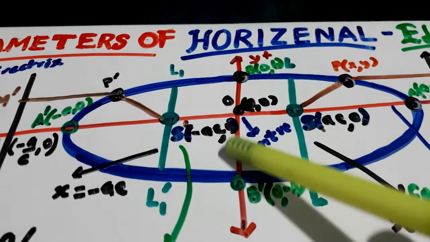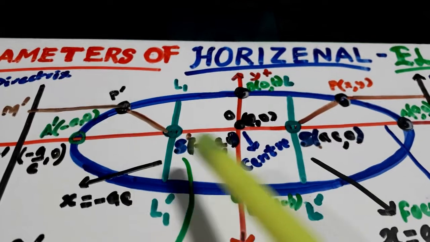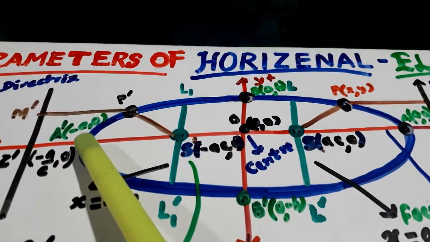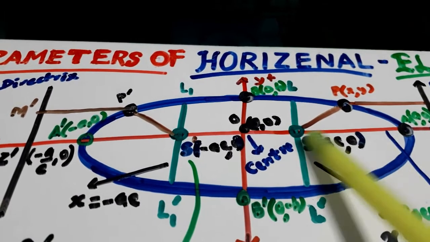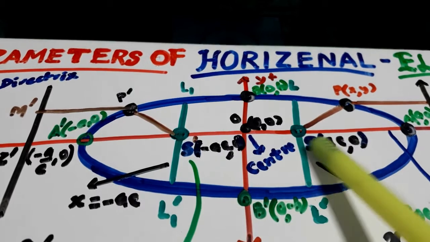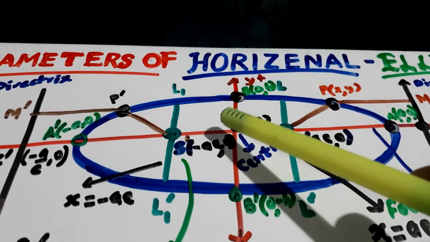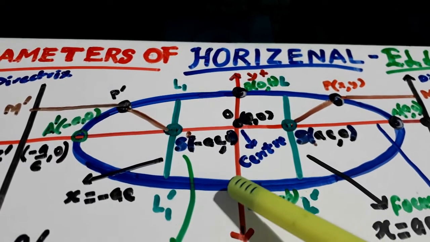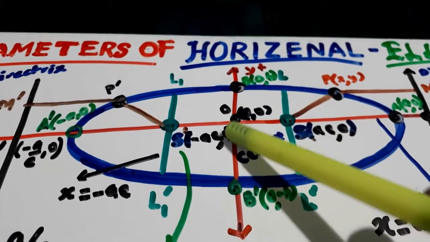Look here, this is the y-axis. This x-axis, from here to here, is called the major axis. Its length, from here to here, is A. This is A, so lengthwise it is 2A. Major axis is 2A. From here to here it is B. From here to here it is again B. So this is 2B. Minor axis is 2B.